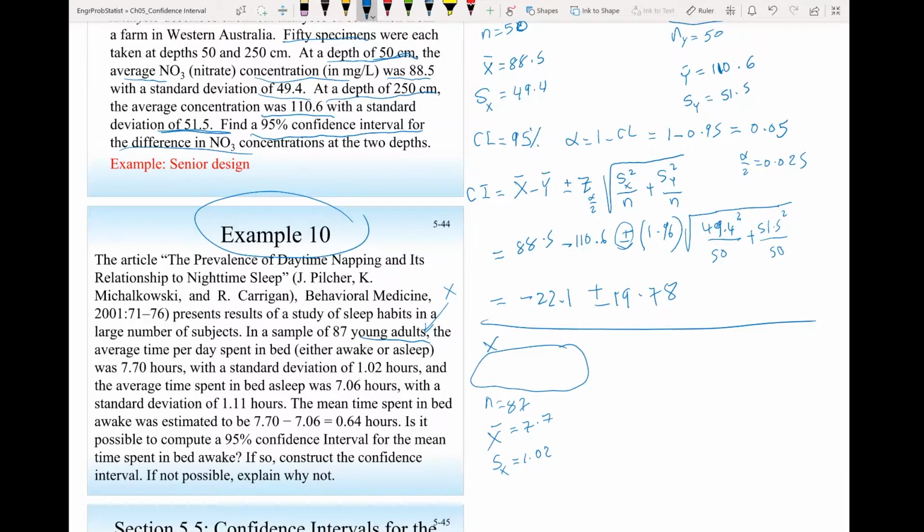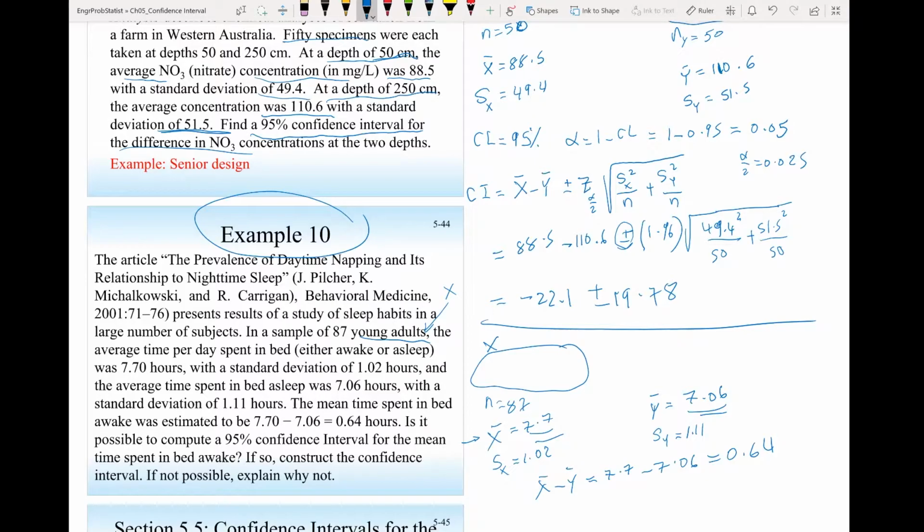Now here they could be asleep or not, but the average time, let's call this y, they are asleep, they found it to be 7.06 hours with a standard deviation SY equal to 1.11 hours. The mean time spent in bed awake was estimated by x minus y, which is 7.7 minus this, and it came to 0.64 hours. Is it possible to compute a 95% confidence interval for the mean time spent in bed awake? If so, construct the confidence interval.